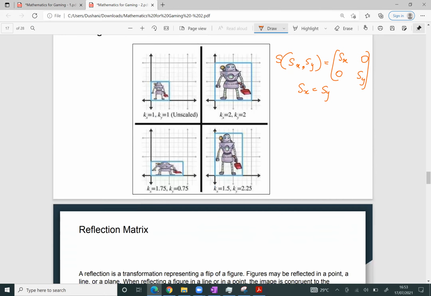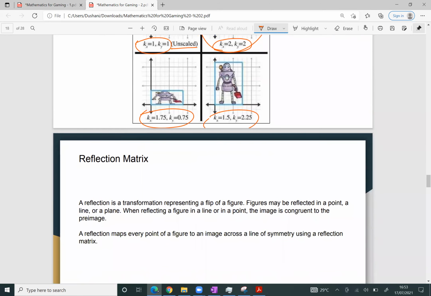So as you can see here, we have used several scaling factors. Here it is unscaled, k is 1. In the second case, kx is 2, ky is also 2. This is called uniform scaling, whereas these are non-uniform scaling because the scaling factor towards the x direction and the y direction are different to each other.